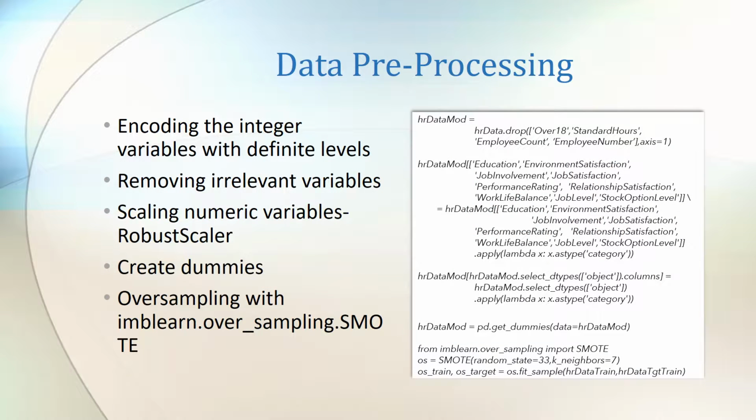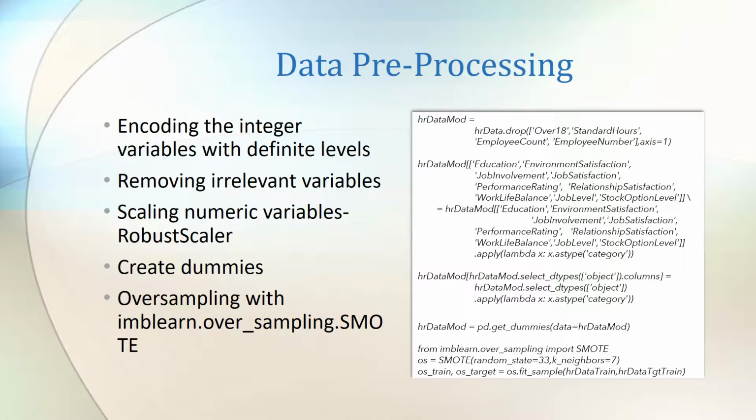From here on to the pre-processing. The first thing we did was, since we had a lot of ordinal variables, we converted all of them into categorical. There were also some irrelevant variables, like over 18, which had only a value of yes. Standard hours was always 80. So we have removed such irrelevant variables.